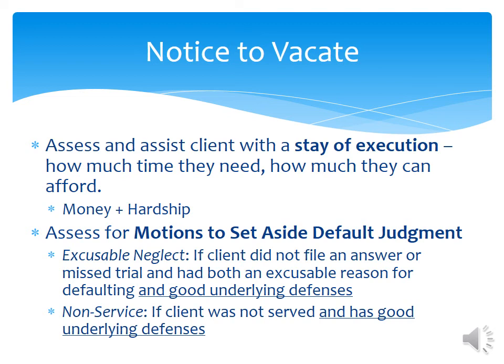The first would be excusable neglect. So in other words, the client did not file an answer, or they didn't go to trial, but they had a really good reason and they had good underlying defenses. A good reason, for example, would be that they were in the hospital at the time that the summons and complaint was served, and they were not able to answer it because they immediately went into the hospital and they weren't able to actually get the help that they needed and get the forms they needed in order to turn in an answer. Secondly would be a motion to set aside for non-service.